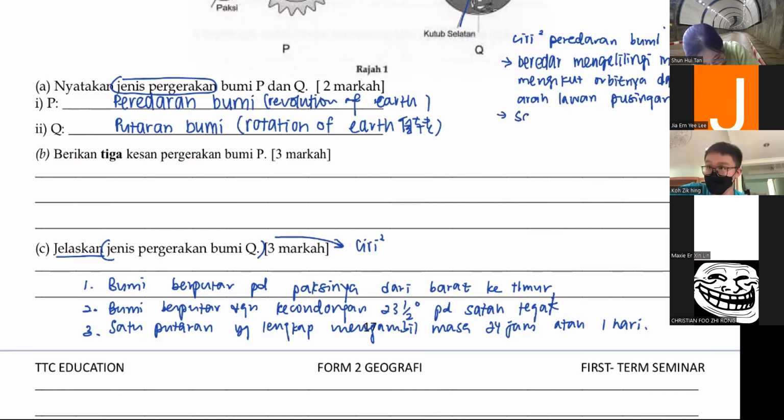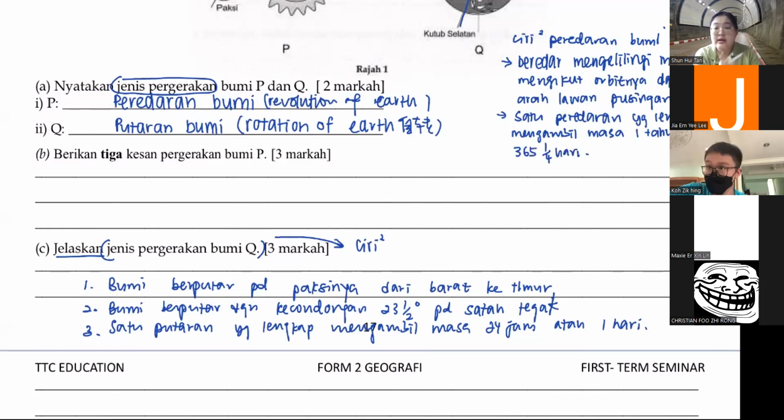Second, you can tell me what? Peredaran yang lengkap. If this is P, peredaran takes how long? Mengambil masa. When they move around the sun, how long does it take? 1 year, right? You can write 1 tahun, or you can write 365 1/4 days.